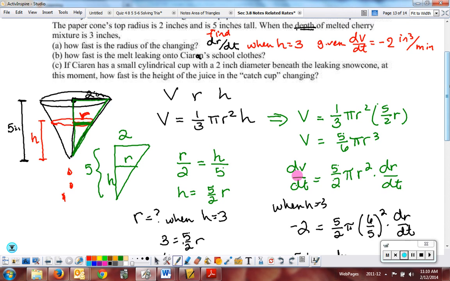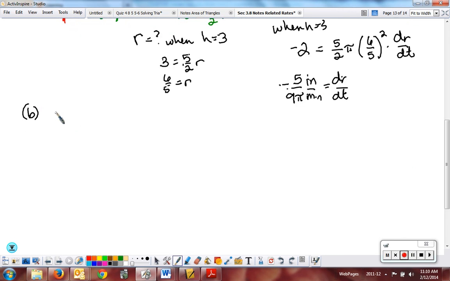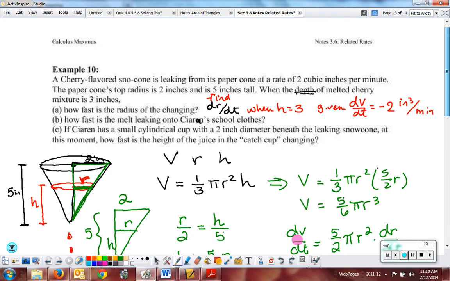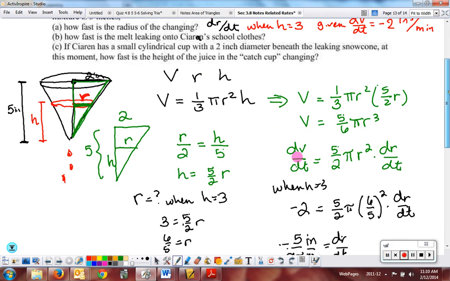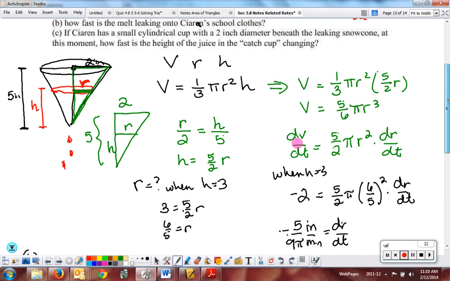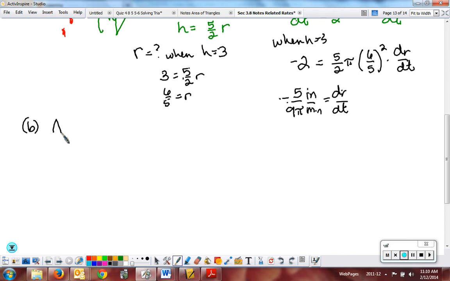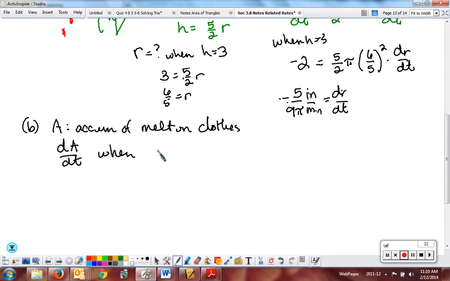Yeah, so it's the opposite. If you want to, you could call it accumulation or something. Pick something to call it. How did they ask the question? The question says, how fast is the melt leaking onto... I'd probably do accumulation before I did anything like that. I would say A, accumulation of melt on clothes. We're trying to find dA/dt when H equals, or let's do depth since that's what they were doing, when depth is 3.